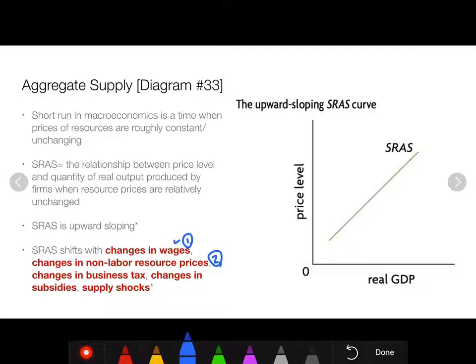Changes in business taxes will shift the aggregate supply curve left or right. And since taxes and subsidies are really the opposite of each other, I should just consider those things together: changes in taxes or subsidies. And number 4, I have supply shocks again, but in microeconomics, we learned about supply shocks as an issue that would affect the supply of a particular good or service.